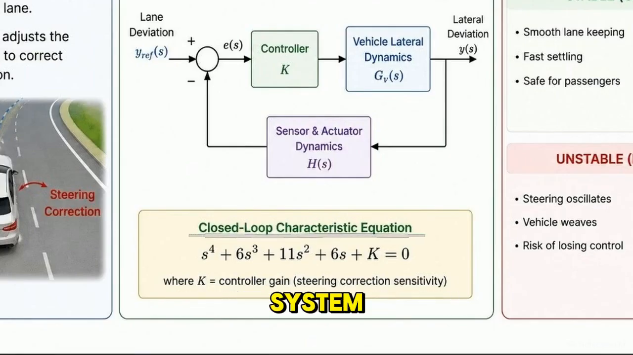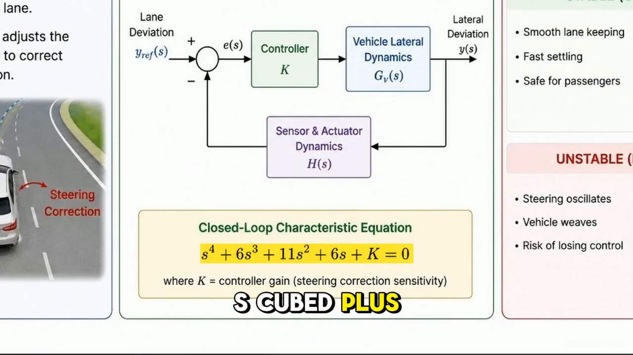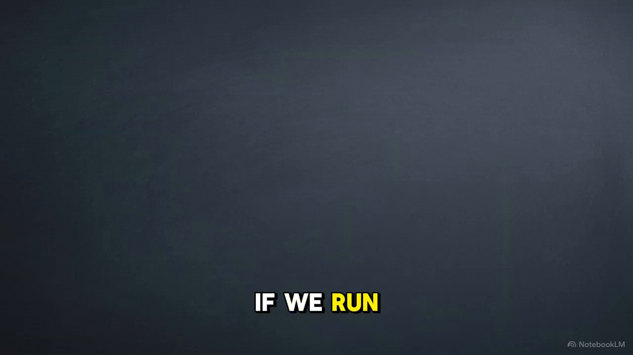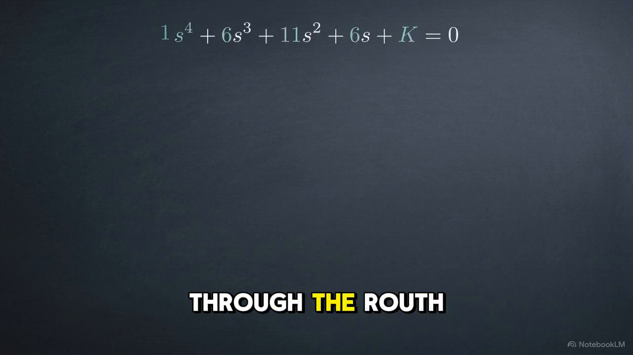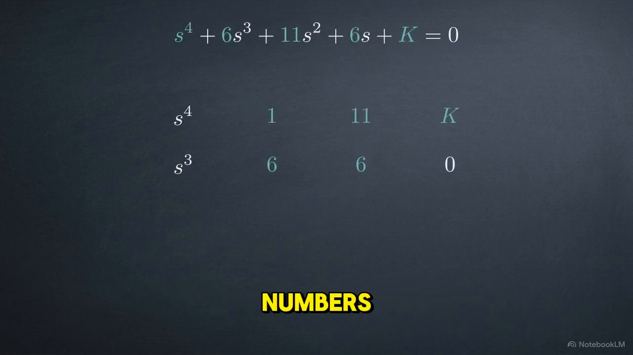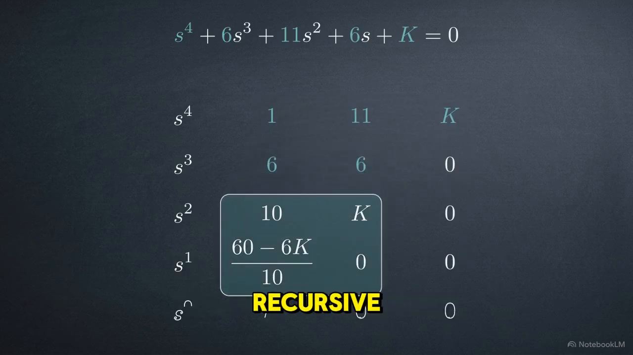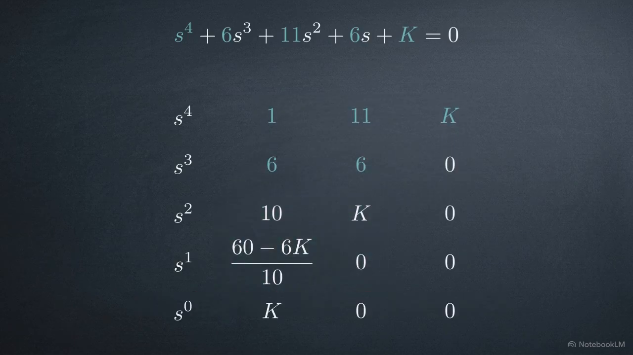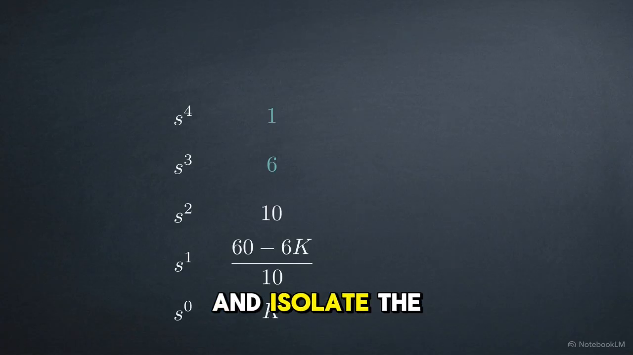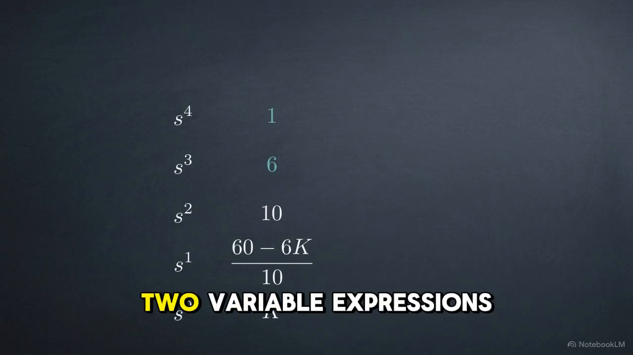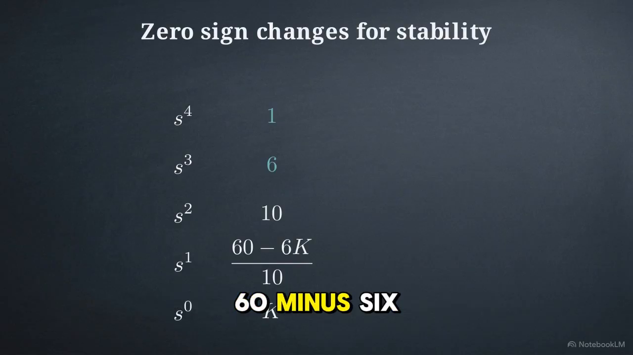Our steering control system was governed by the characteristic equation s to the fourth plus 6s cubed plus 11s squared plus 6s plus k equals 0. If we run this specific polynomial through the Routh table, we don't have all the numbers, so the controller gain k acts as a variable moving through the recursive cross-multiplication steps. When we complete the process and isolate the first column, we get 1, 6, 10, and then two variable expressions, (60 minus 6k) over 10, and finally k.